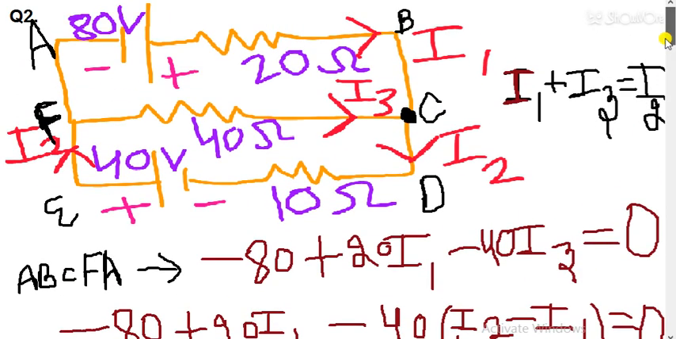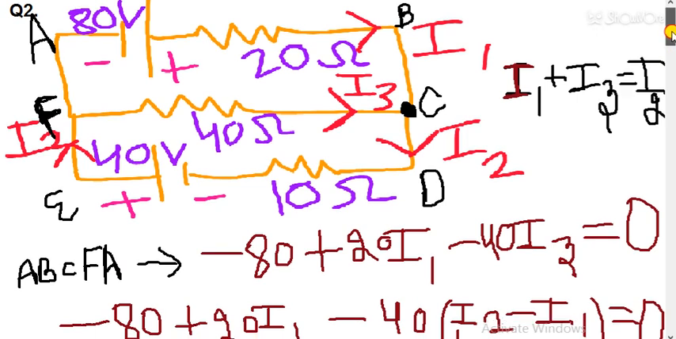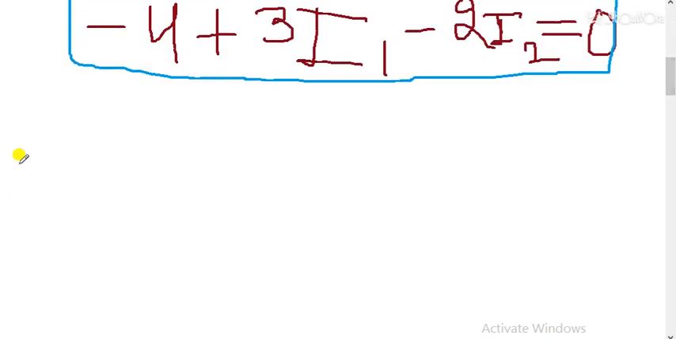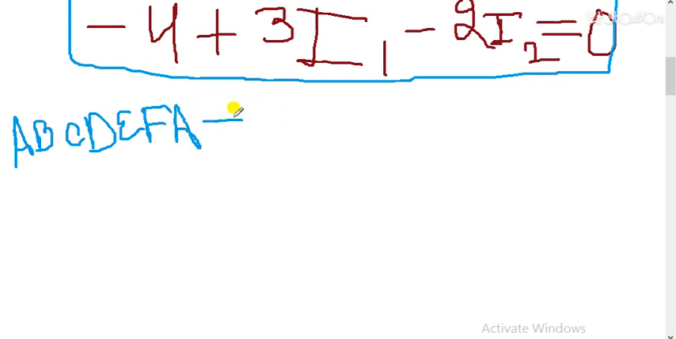Now I have to take another closed path. So now I am taking the outside path, that is A, B, C, D, E, F, so that I will eliminate I3 directly. So I am taking A, B, C, D, E, F, A. Now moving in the clockwise direction, minus 80 will be there. So now firstly I will write the path A, B, C, D, E, F and A. This is the path. Now I am writing the equation for this path.